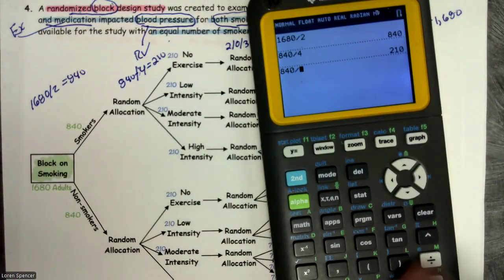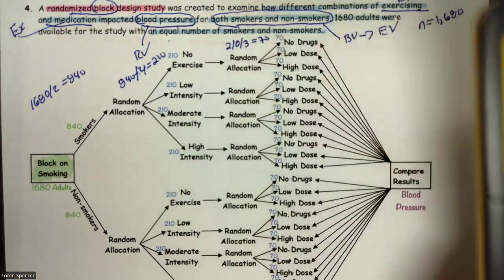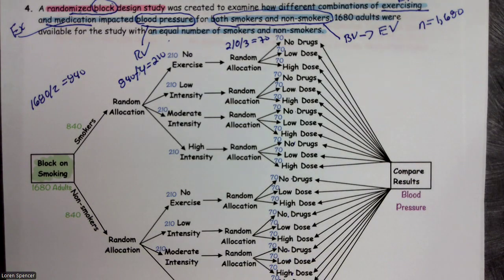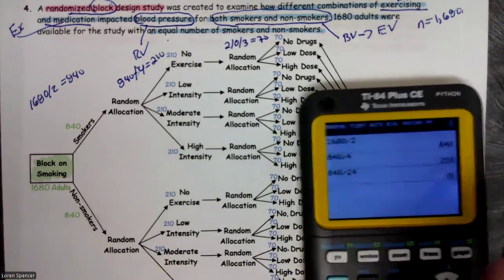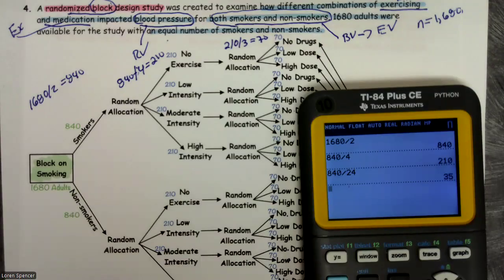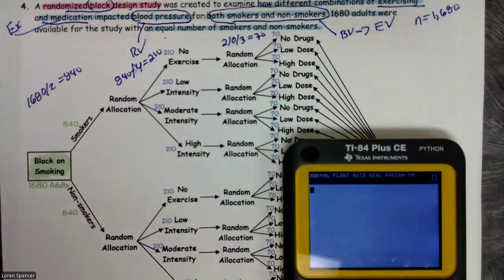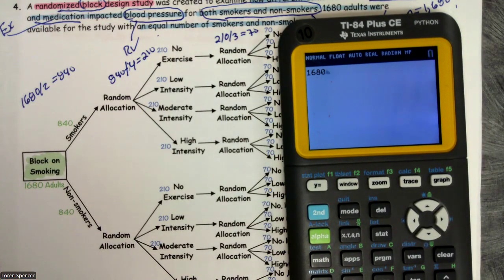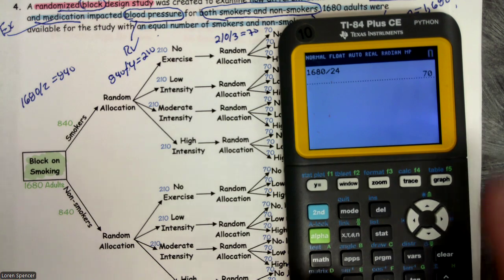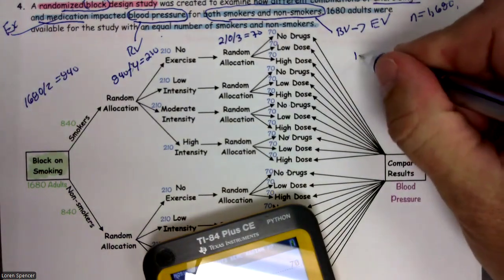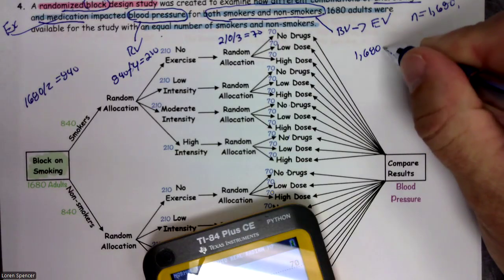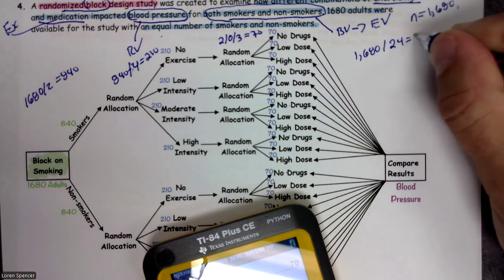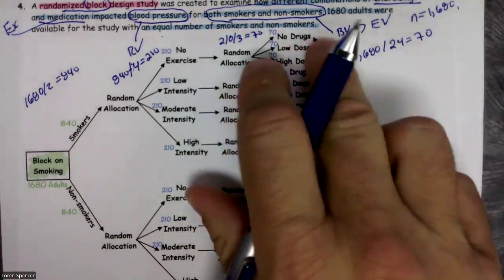So 840 divided by 24. Well, that's interesting. Let me pause for just a second while I check something out. All right, I made a mistake. We had 1,680, not 840. So 1,680 divided by 24 is 70. So once again, 1,680, that's our N, divided by our number of treatments, which is 24, equals 70 in each treatment. And that's what we show there.